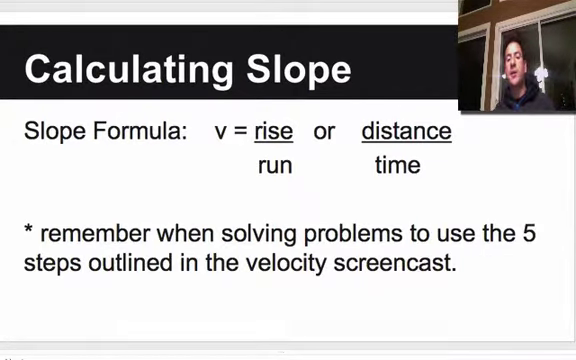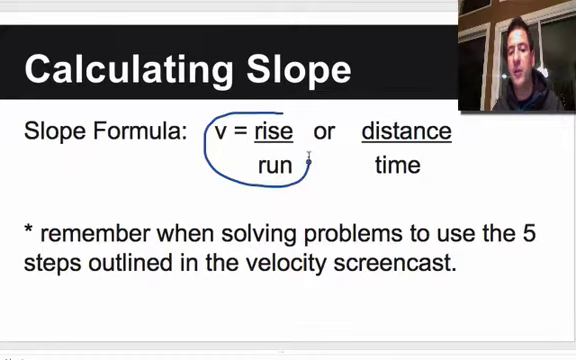So we can calculate this velocity by using a formula called slope. The formula is going to be v equals rise over run, which is the same as distance over time, so v equals distance over time. We've talked about velocity's formula, but now in a graph we'll call it rise over run, which is the same as distance over time.